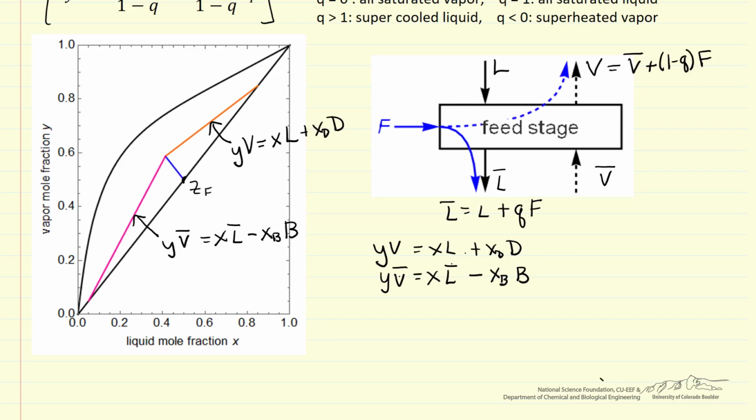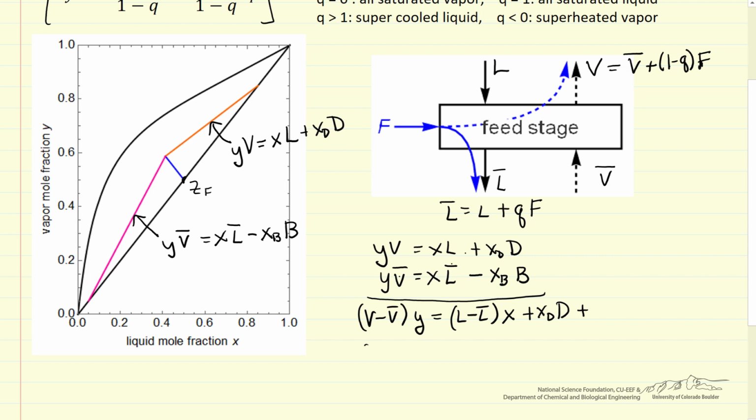Keep in mind these two equations came from mass balances on the top part of the column and the bottom part of the column. If I look at the point where they intersect, in other words, where they have the same X and Y values, I can subtract the two equations, and now we have the same Y value, and likewise the same X value for L minus L bar. All right, so I have the distillate flow rate, and because we're subtracting these equations, this becomes a plus sign.